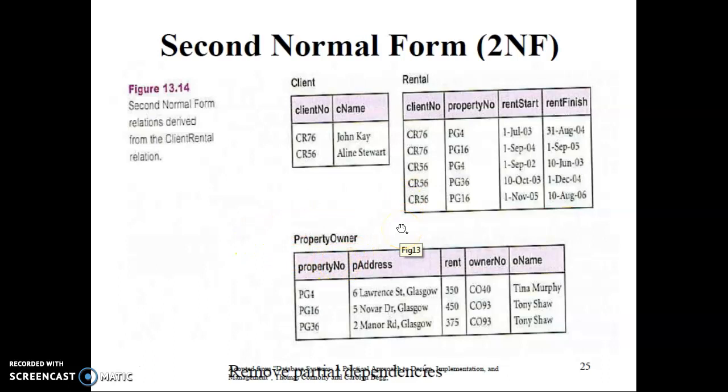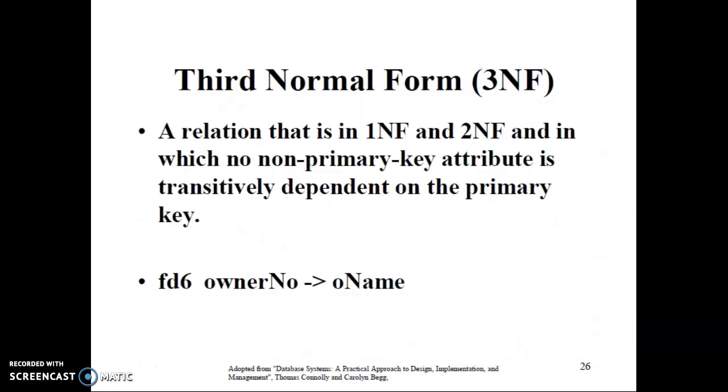So, we have removed all the partial functional dependencies by dividing our table into smaller relations, smaller tables. Now, let us see about third normal form.